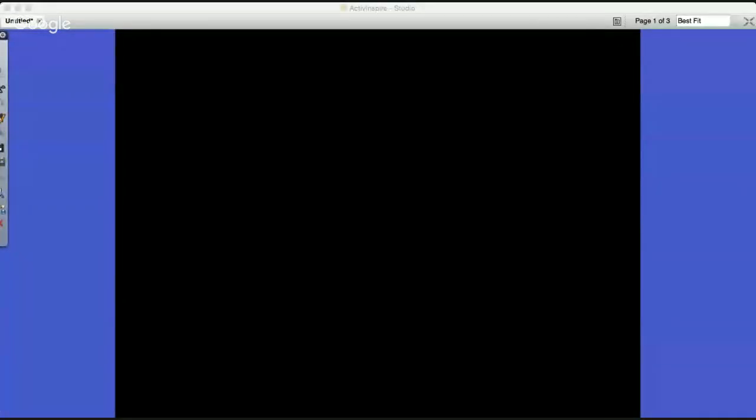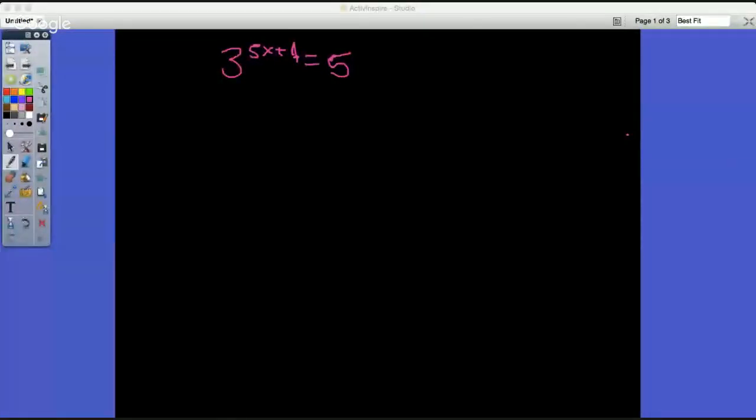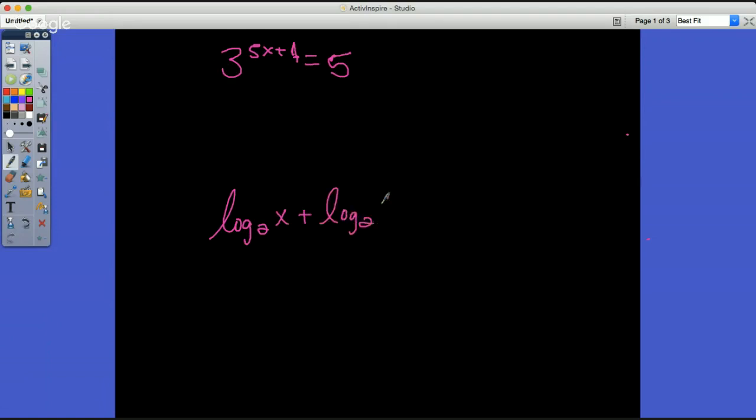One main thing that you're going to see a lot on the test are problems like number 1, changing this to exponential form, 3 to the 5x plus 1 equals 5. Okay, and this one should be up at the top, my fault. Another one that we'll look at here is log base 2 of x plus log base 2 of x plus 3 equals 3. So knowing how to work with both of these.